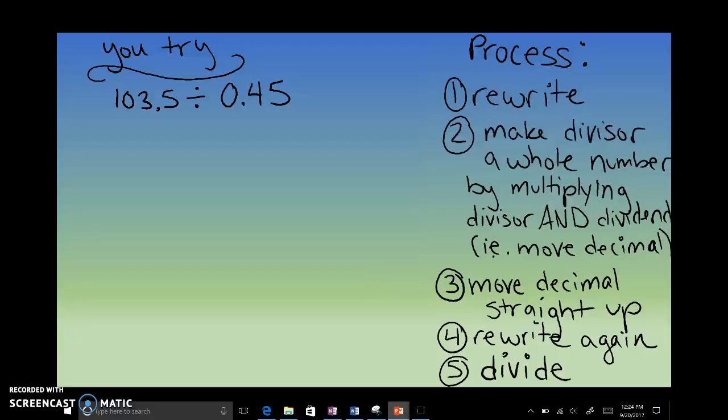Now, I want you to try this using the same process. So I'm going to give you time to pause the video and do this by yourself before we go over it. Okay, so first we're going to rewrite this so it is no longer a number sentence.